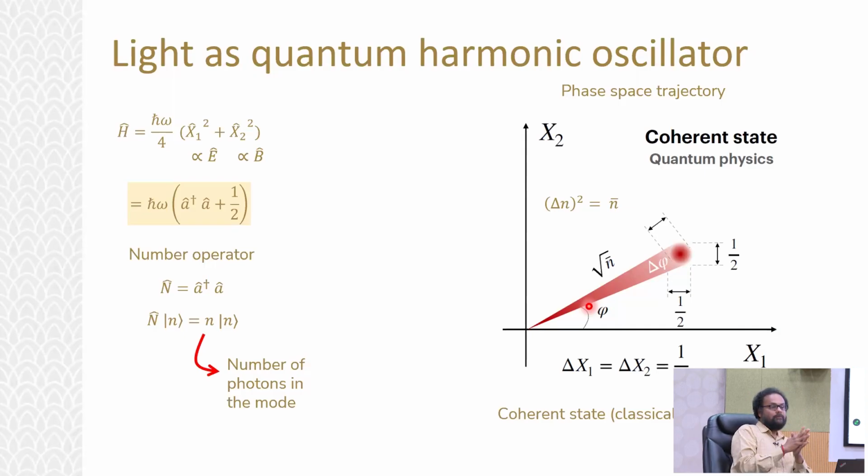This leads to an uncertainty both in the number density of my photon state, or number of the photons in the mode, and also uncertainty in the phase of my electromagnetic field. Great. So for a coherent state, your delta x1 will be exactly equal to delta x2, which will be half. So the product is the minimum. Okay. How do I visualize this?